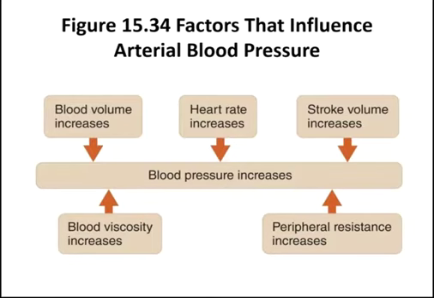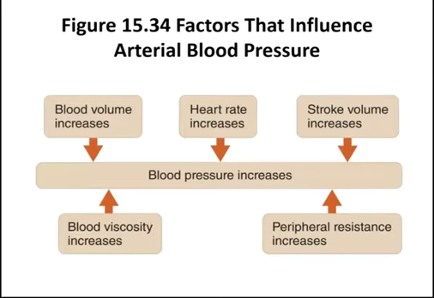Factors that influence arterial blood pressure. So we have blood pressure increasing if we do the following things. If blood volume increases, if we have more blood in the same area, we don't have any more room to put it, that's going to increase blood pressure. So if we increase blood volume, we increase blood pressure. If the heart rate increases, if we pump more often, we're going to increase blood pressure. If we increase how much we send every time the heart beats out of the ventricles, that stroke volume, we're going to increase blood pressure.